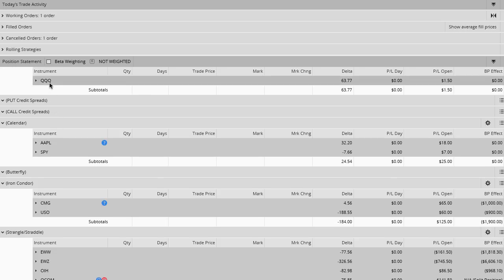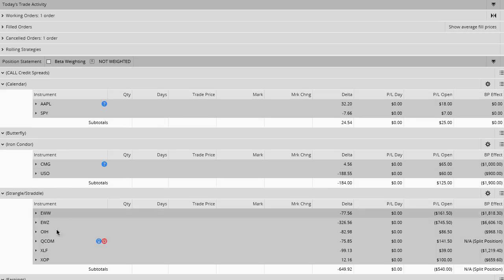So we have the major market indexes, which is the Qs and SPY, but we also have very popular stocks like Apple and CMG, Qualcomm. We've got some other ETFs in here like XLF and XOP, EWZ, EWW. So we've got a good mix and variety of different stocks and ETFs in here, again, just to spread risk out. It's not like we have all of our trades in Chipotle and all of our trades in Apple. We try to spread it out across the board.